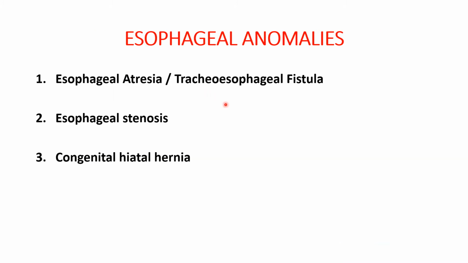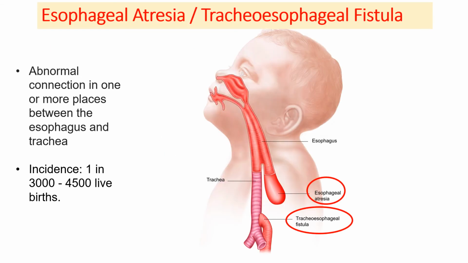Now, after knowing the normal embryological development of the esophagus, we come to the esophageal anomalies, which most commonly include esophageal atresia or tracheoesophageal fistula, esophageal stenosis, and congenital hiatal hernias. Now, see this picture carefully. What you can observe right here are two tubular structures. One is the trachea in front, and behind is the esophagus.